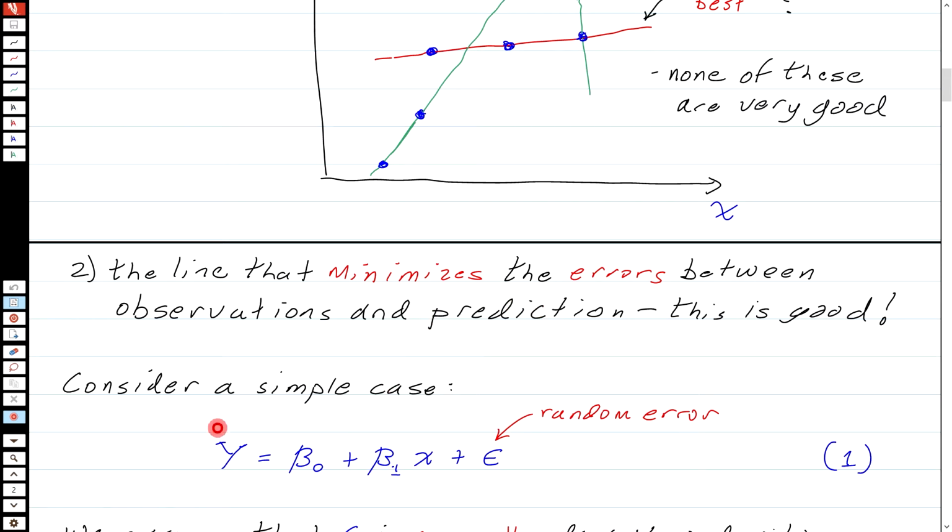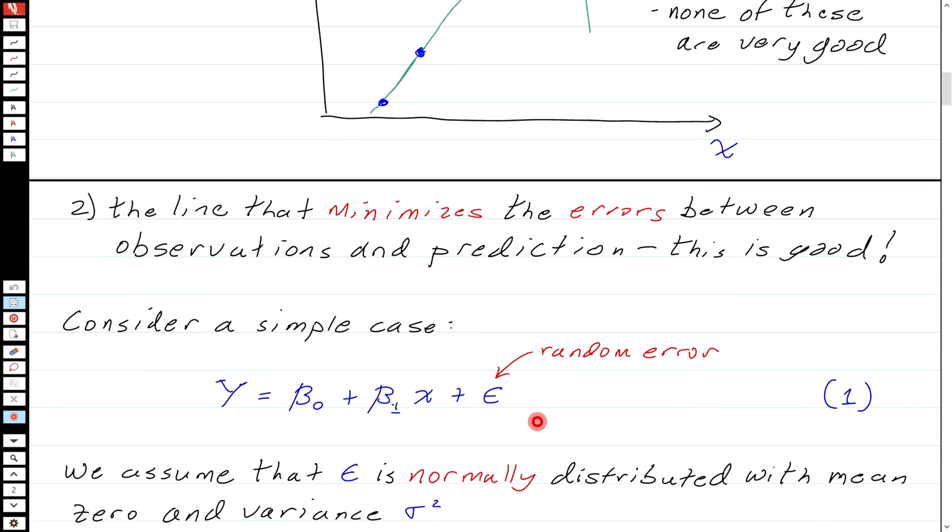Let's suppose that our random variable Y, which is the thing we're trying to predict, is a linear combination of the x values plus a random error. So it's an intercept plus a slope times x plus some sort of random error. And that random error just reflects the fact that Y is not completely predicted by x. There are other things that influence the value of Y that we don't know about, and therefore it's random.